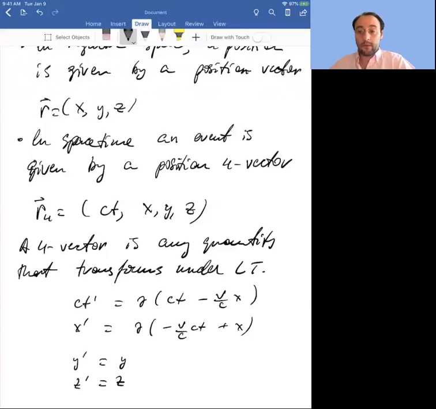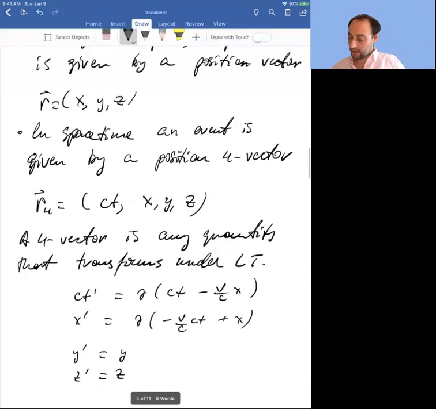So here's an example, okay? Any set of 4 numbers that transform from one reference frame to another, and according to these, is called a 4 vector. That's kind of a definition of a 4 vector. Let me just pause for a second and check that I didn't make any mistakes. Oh, no, I'm going to resume the share. It's just a second.